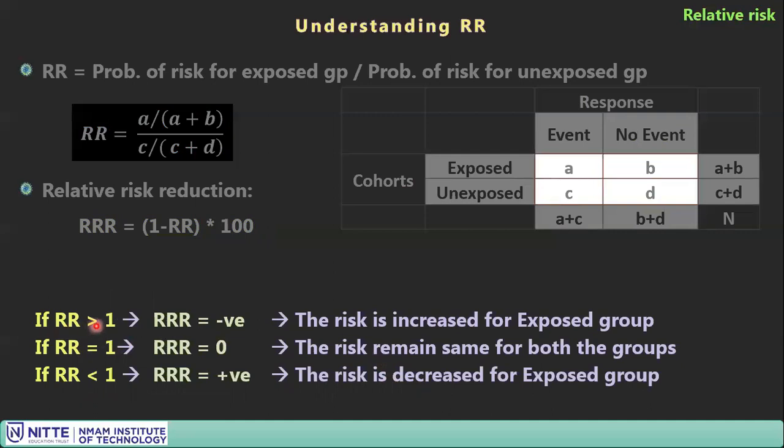If RR, the relative ratio, is greater than 1, what does it mean? The RRR, that is relative risk reduction, becomes negative. So it means the risk is increased for the exposed group. If the RR is greater than 1, it means the risk for the exposed group is more than the risk for the unexposed group. If relative risk is equal to 1, risk reduction is 0.